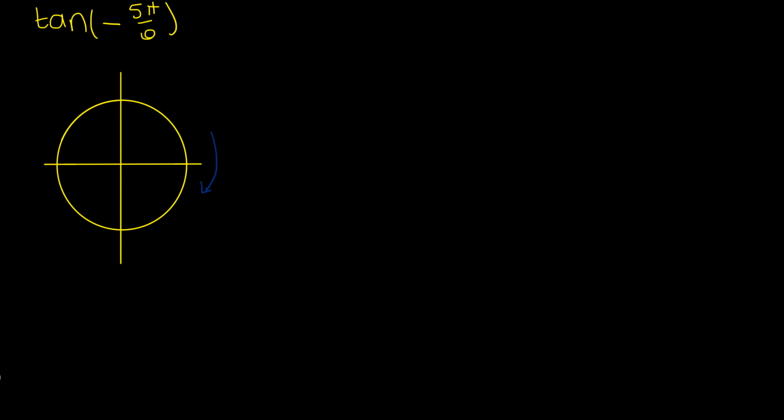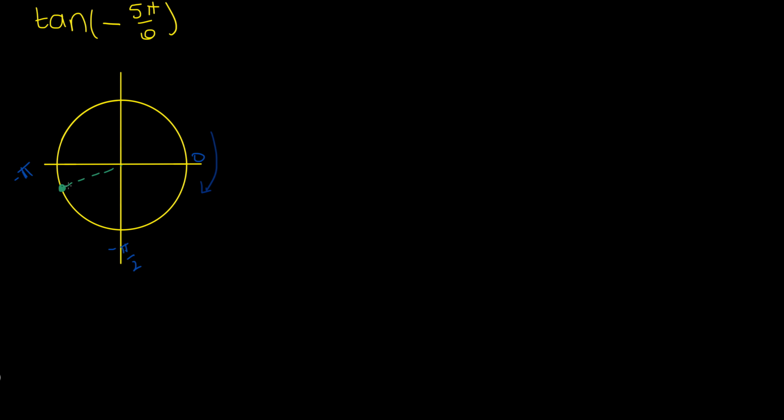All right, so this is 0. This is negative pi over 2. This is negative pi. So if I'm looking at this, 5 pi over 6, if I added one more pi over 6, I would get 2 pi. So I'm going to say that my angle is about here.